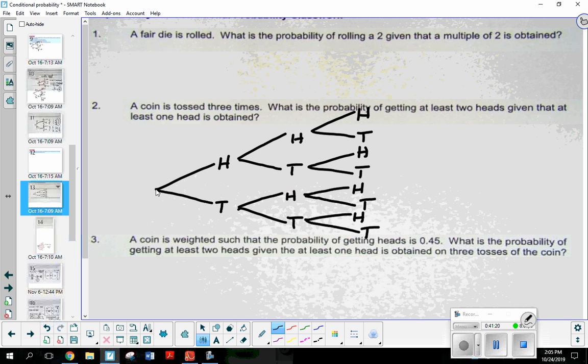Okay, so is everybody okay that there are 8 total outcomes if we're ignoring order? Everybody's okay? All right, so what's the probability of getting at least 2 heads given that at least 1 head is obtained? So the probability of getting at least 2 heads, I'm just going to put AL for at least, that's how I'm going to abbreviate it, 2 heads, given that at least 1 head is obtained. Okay.